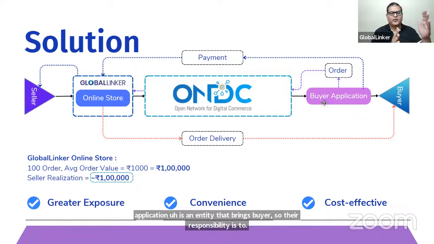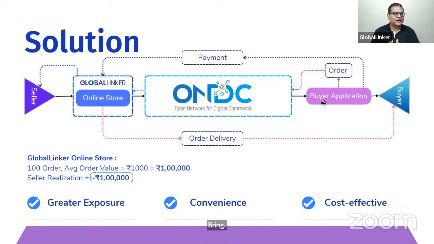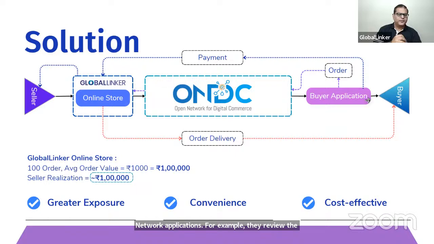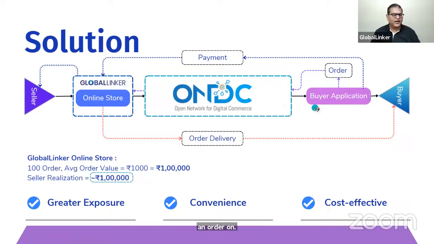The seller network participant's responsibility is to bring sellers. So GlobalLinker is a seller network participant, and Paytm, for example, or My Store, is a buyer network participant. They will bring in the buyers. On those buyer network participant applications, these products will start appearing. The customer will review the product on the buyer network application, for example on Paytm, and then place an order. They liked your product and they placed the order on Paytm.